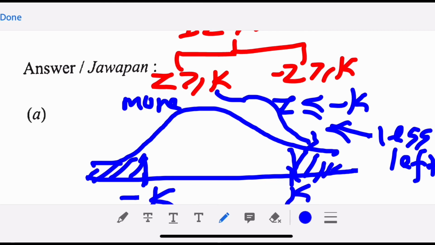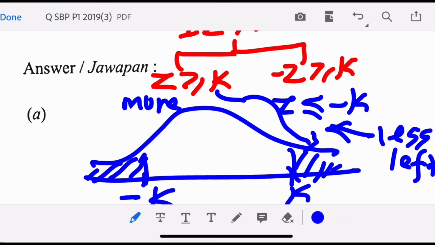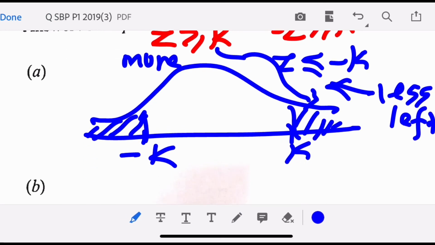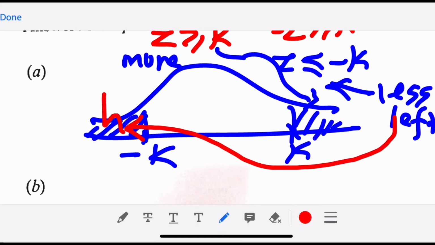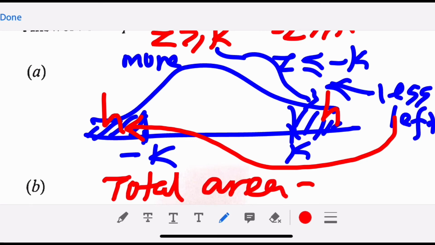Because the area is just the same as just now, at the beginning of the question, the area was given as h. So you have two sides, so you just do h plus h. So the total area for the modulus z, which is more than or equal to k, your answer obviously is 2h. It is h plus h. So that is the final answer.